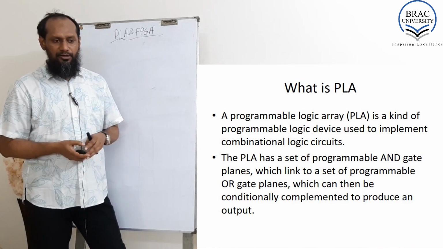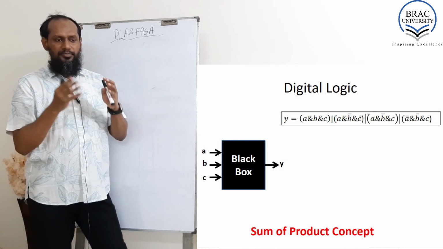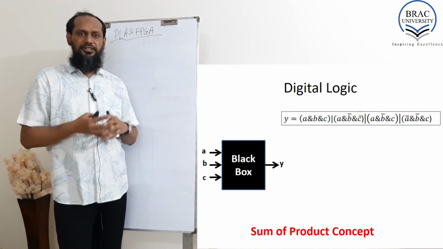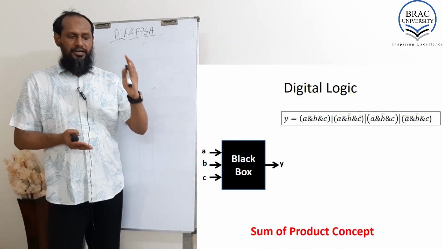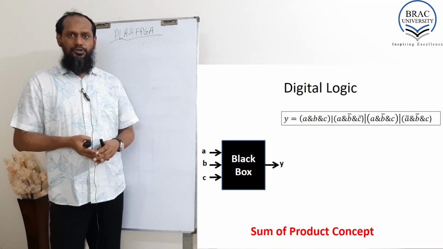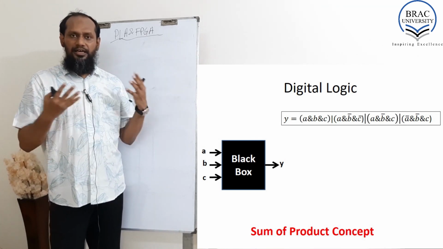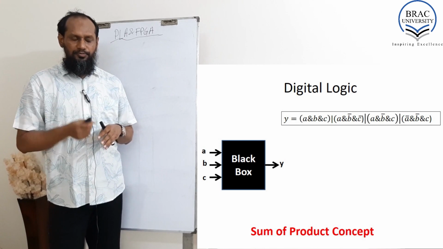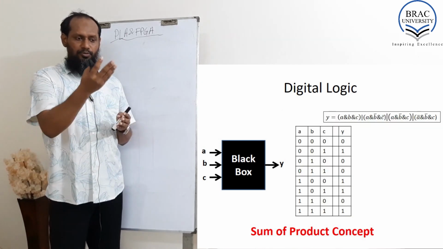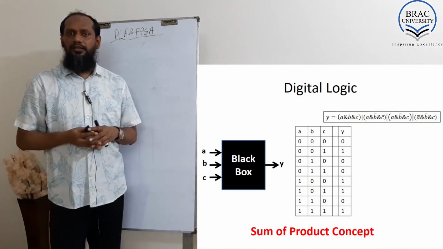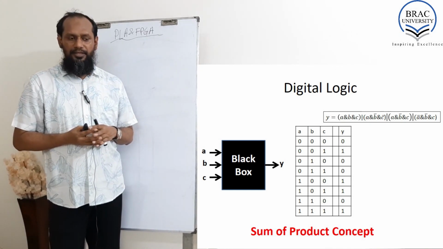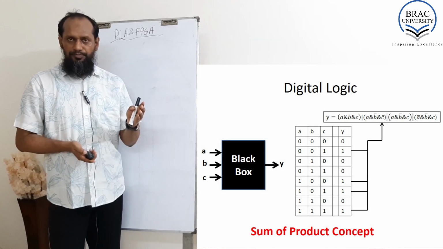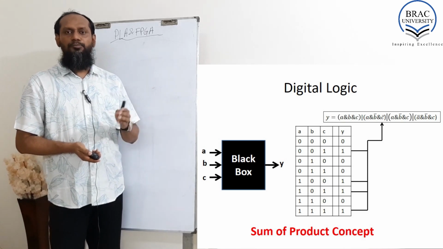You can take a look here. This is our logical expression, a Boolean expression, where we have A, B, C. We have to build a logic circuit to get this output Y. So how can we do it? We can draw a corresponding truth table, and then we can get the output. Actually we can do it by the sum of products concept.